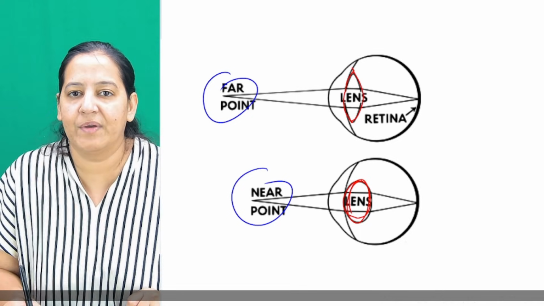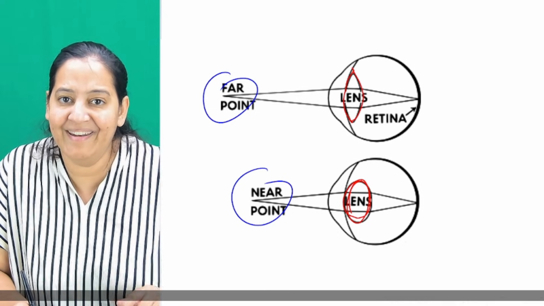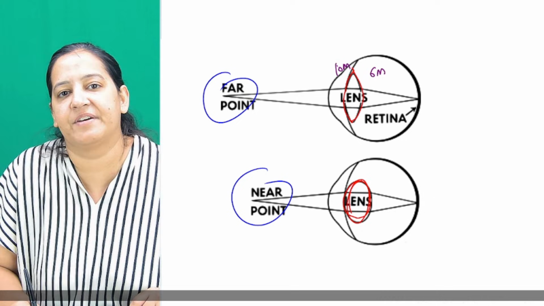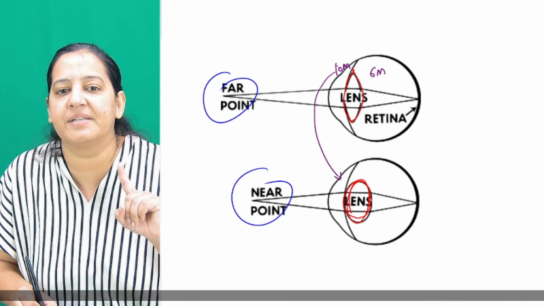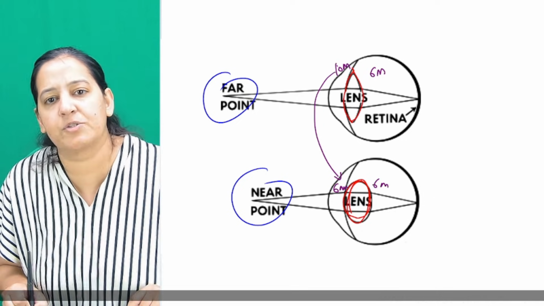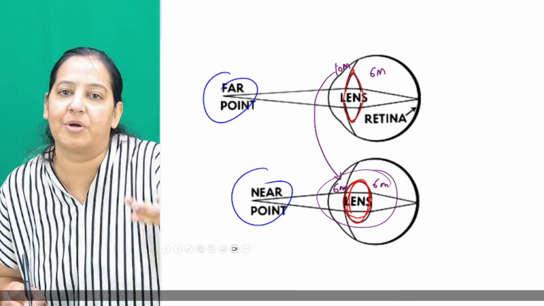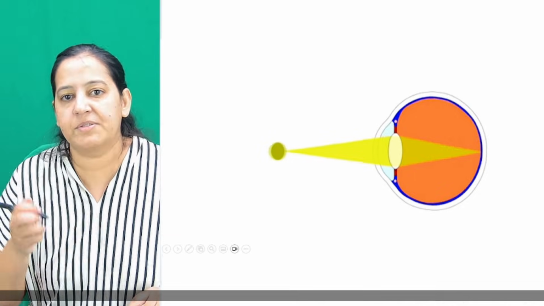That is the reason. You can see here the anterior radius of curvature is 10 millimeter and the posterior radius of curvature is 6 millimeter. During accommodation, the anterior changes to 6 millimeter and the posterior is still 6. So during accommodation, it's almost like a circle, spherical. So same thing.